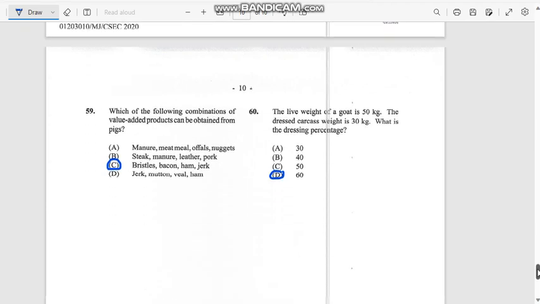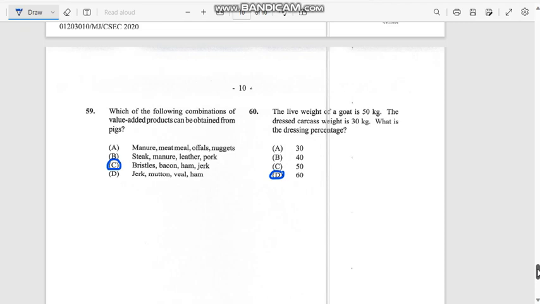Alright, number 59. Which of the following combinations of value-added products can be obtained from a pig? So for example, from a pig, they will not use manure, meat meal, or offal and nuggets. It has to do with bristles, and the bristles are the size of the pigs, and the bacon, guys, they use the bacon strips, and for the hams, they use it as hams and they use it as jerk.